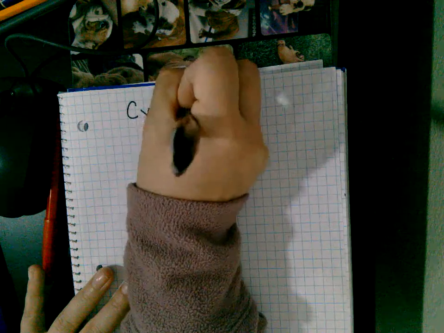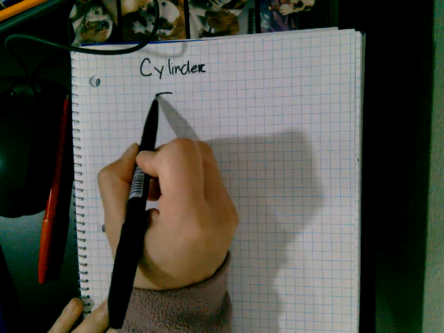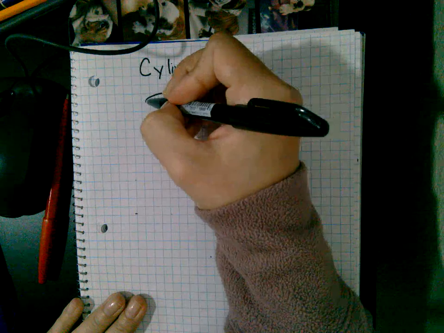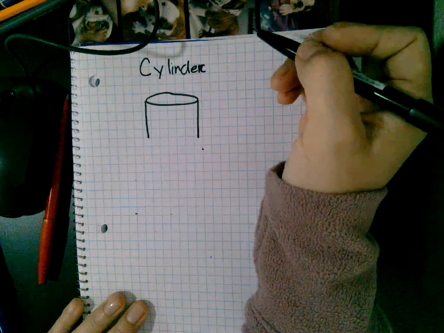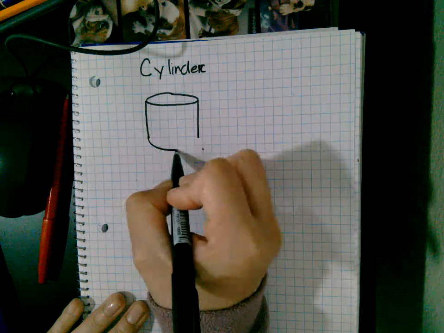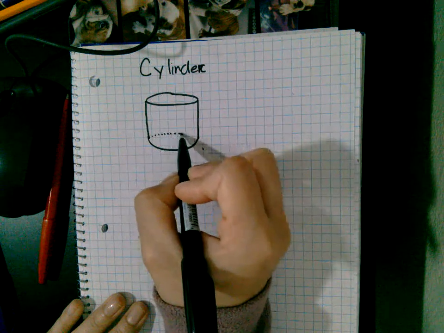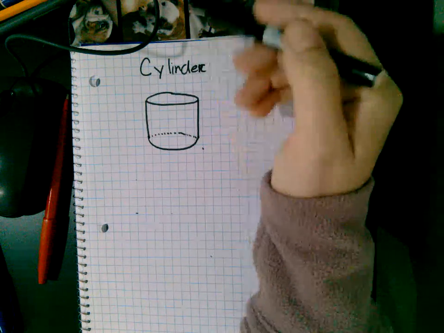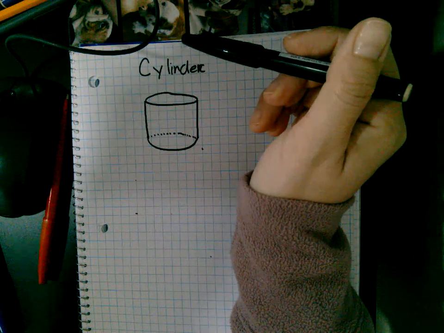Cylinder. Okay, so a cylinder is like a can. So I do an oval shape, and then I do 2 parallel lines, and then I close up with a semicircle. If you want to dot it, create an oval again. So here's your cylinder. It's like a can or like a cup.